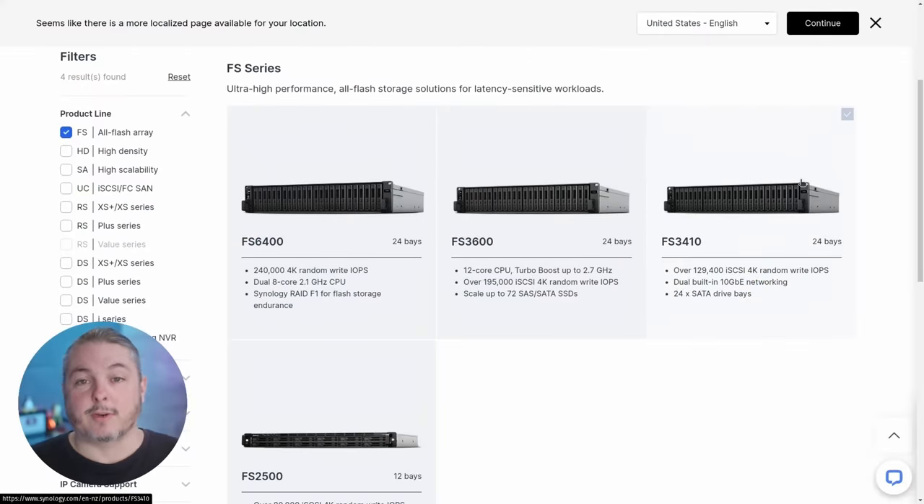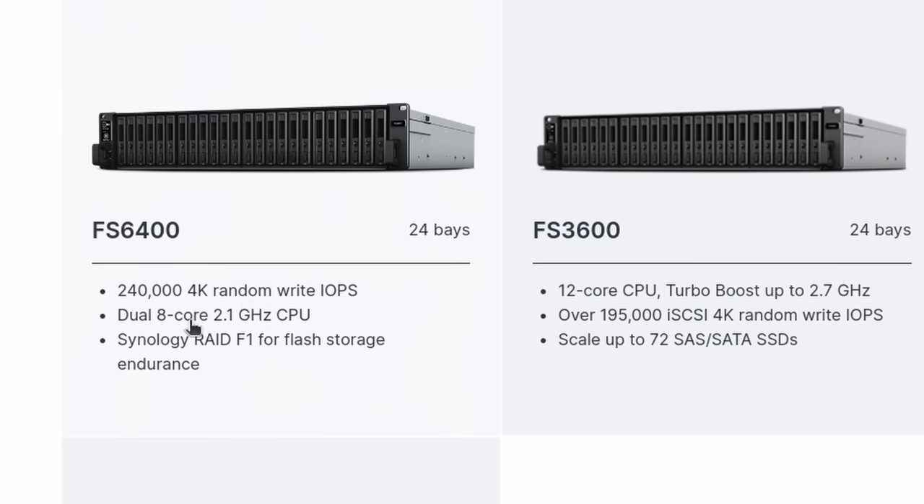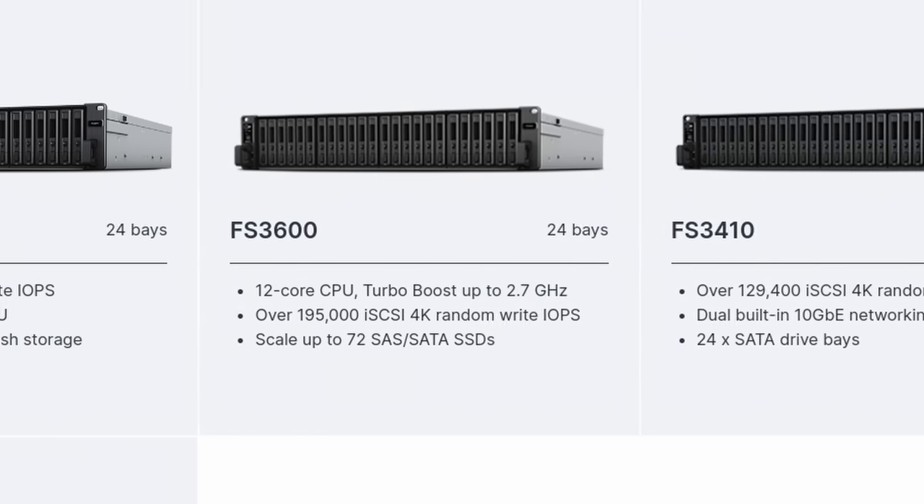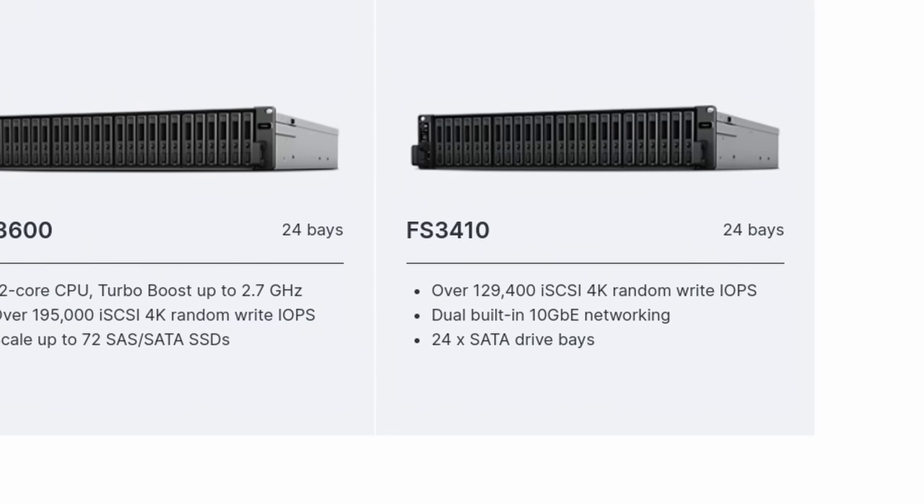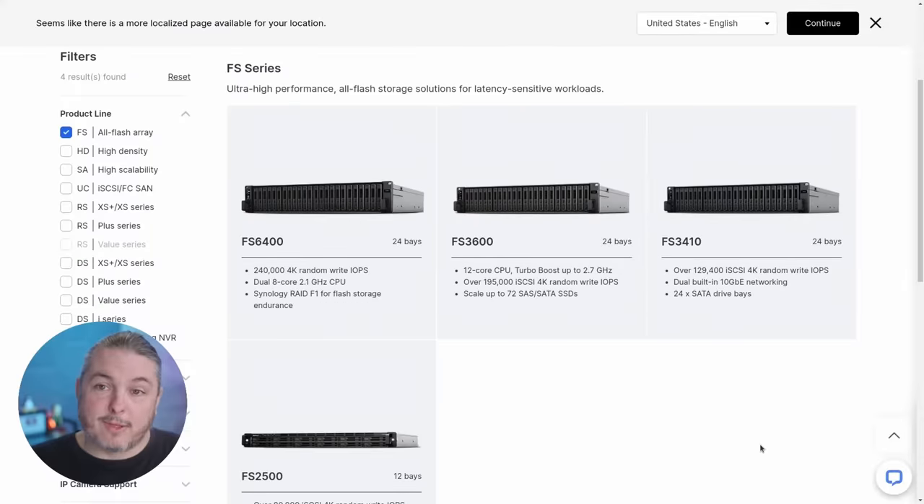Now, the Synology FS series stands for their Flash series. It is designed, as it says, for latency-sensitive workloads. Now, you have the FS6400, which in January 2023 is roughly $12,000 for that unit, depending on where you buy it from. But it's the same form factor, 2U, 24 bay, really high performance at 240,000 4K random write IOPS, versus the FS3410 coming in at 129,000 iSCSI 4K random write IOPS. About half the performance, just about half the price.